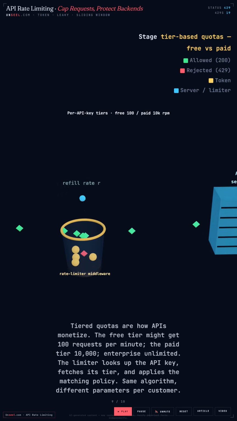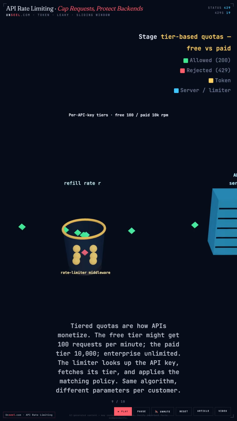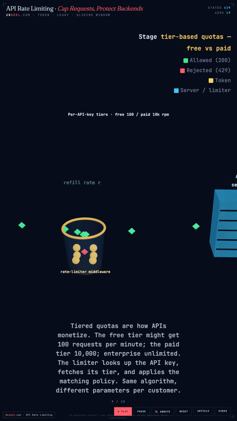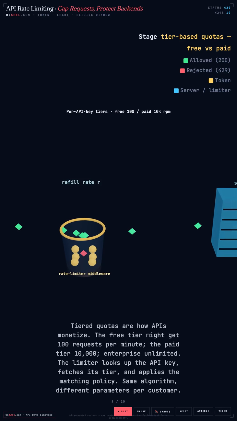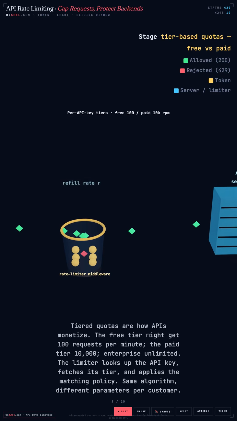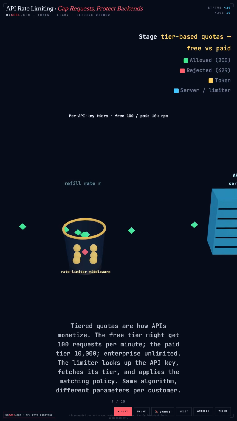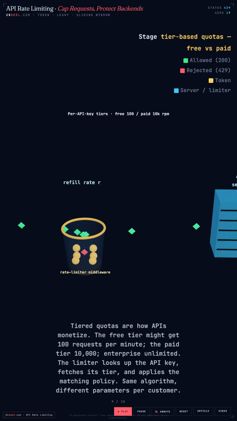Tiered quotas are how APIs monetize. The free tier might get 100 requests per minute, the paid tier 10,000, enterprise unlimited. The limiter looks up the API key, fetches its tier, and applies the matching policy. Same algorithm, different parameters per customer.